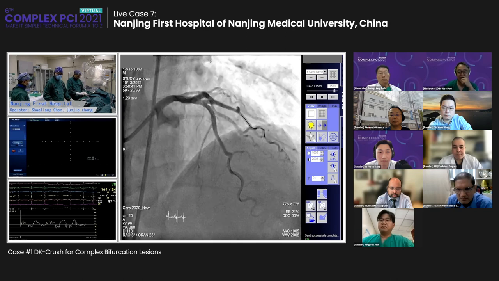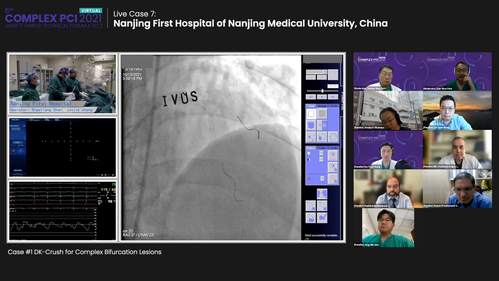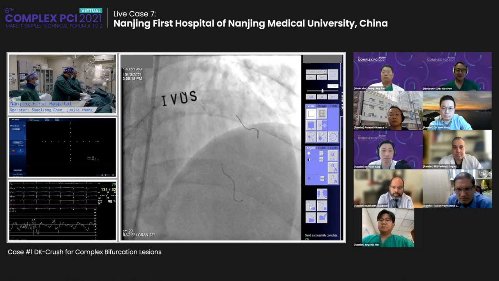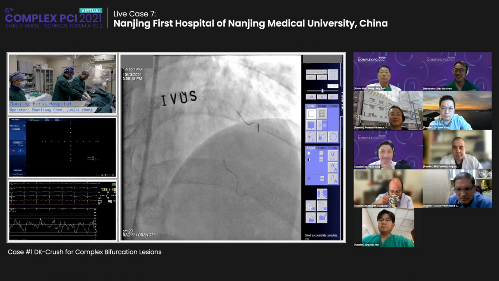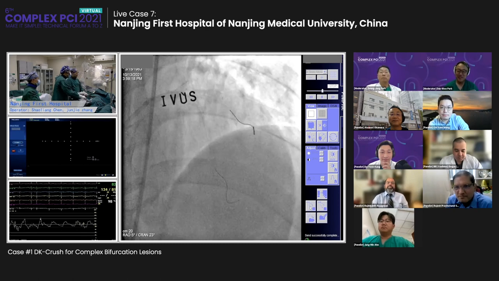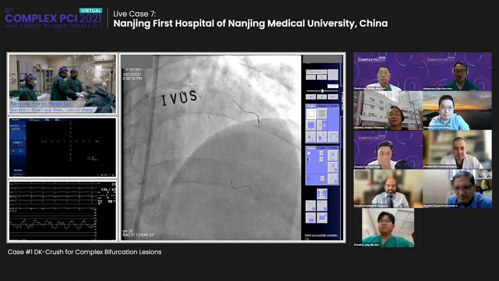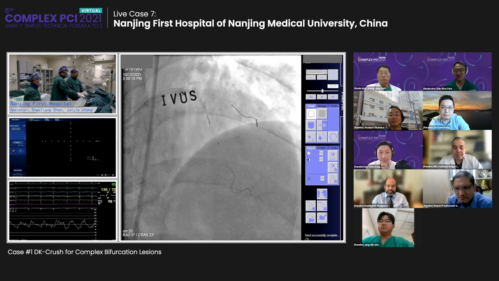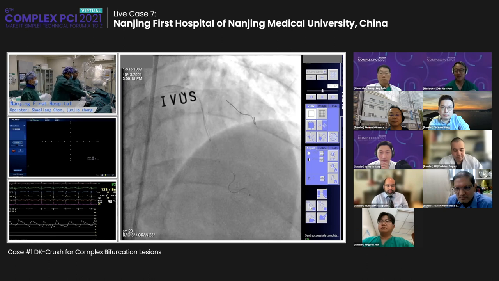Chen-chan, ready? I know IVUS is very commonly used in a medical center. So what percentage, more than 90? Nearly 100% in North America. It might be the same in your center. Junji is also an expert in imaging-guided PCI. But small centers are not doing imaging-guided PCI; it's mostly large centers.